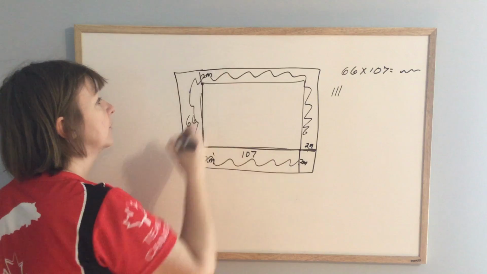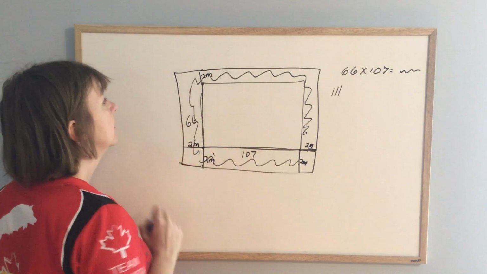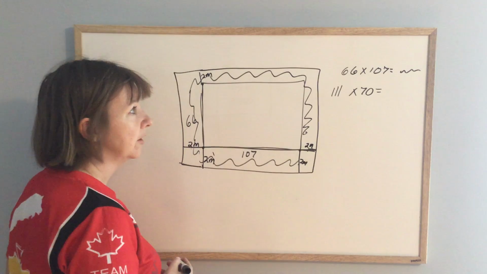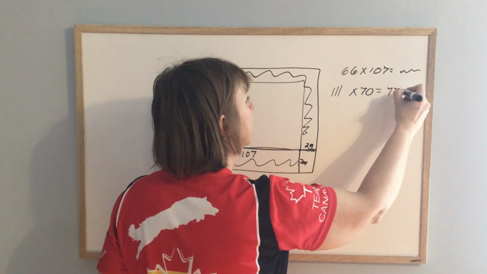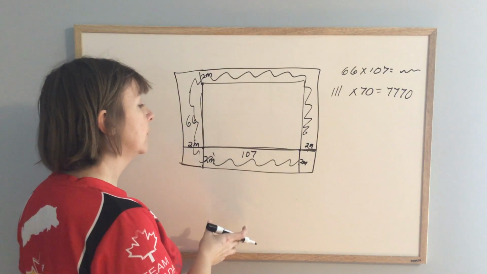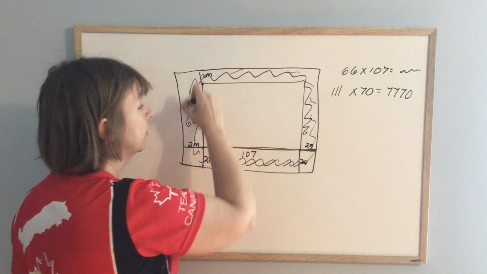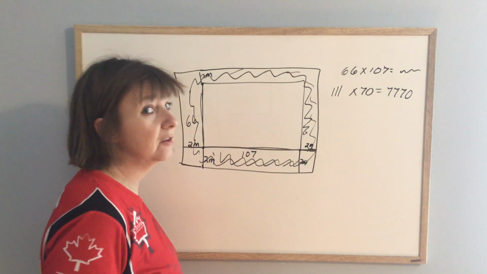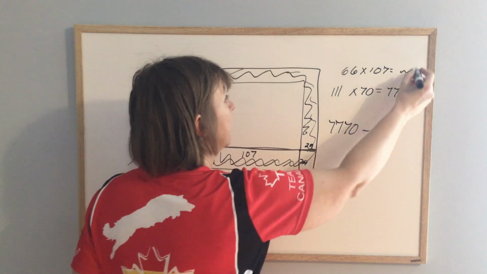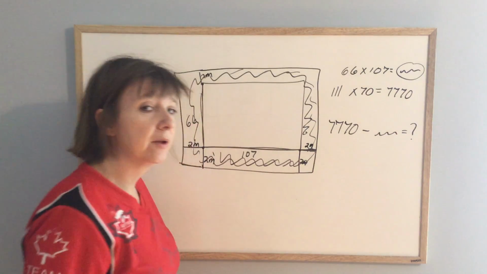And there's 2 meters of sidewalk here. So that's 66 plus 2 is 68, plus another 2 is 70. So this is 111 times 70. I actually can do that one in my head. And so that's 7,770. So now you have found the area of the whole thing, but they want to know just this. So what we really want to do is take out that center piece. So we're going to do 7,770 minus whatever 66 times 107 is, and that will give me my answer.